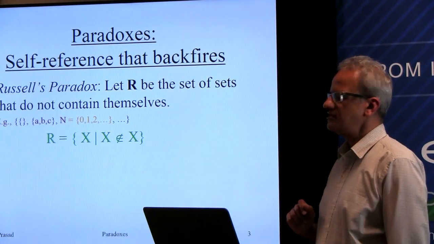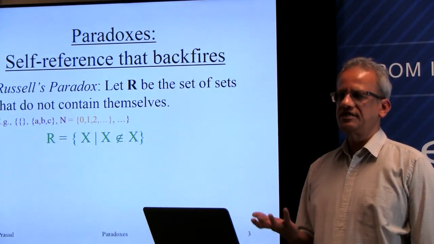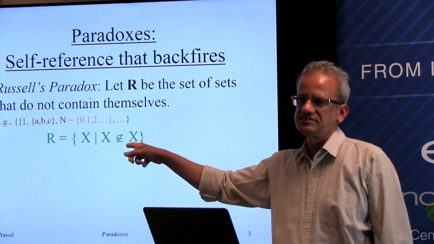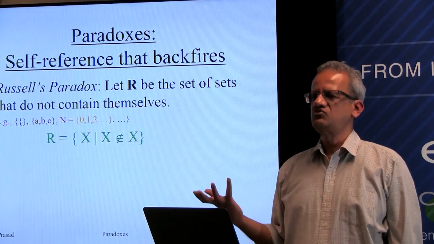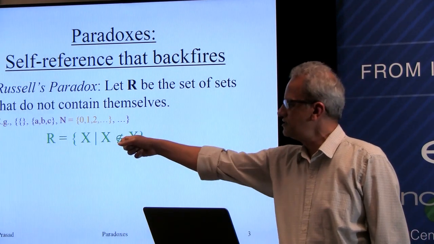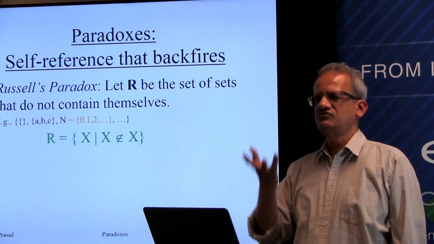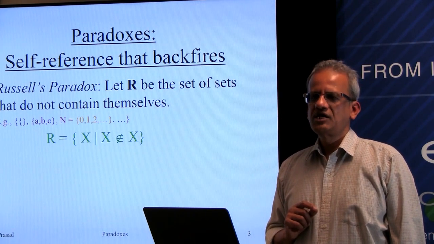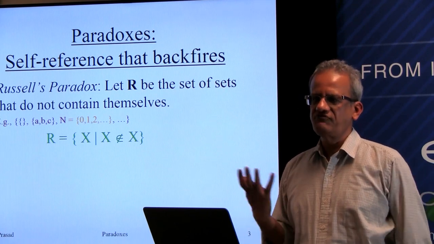So they defined a set like this. They said R is a collection of sets that do not contain themselves. That's what this is saying. This is a true or false kind of predicate, right? It says X does not belong to X. I just gave you three examples where this is true, so I know at least three things are in the set. And you can of course create a zillion others pretty easily.